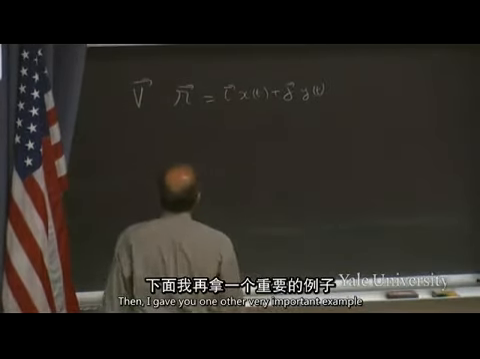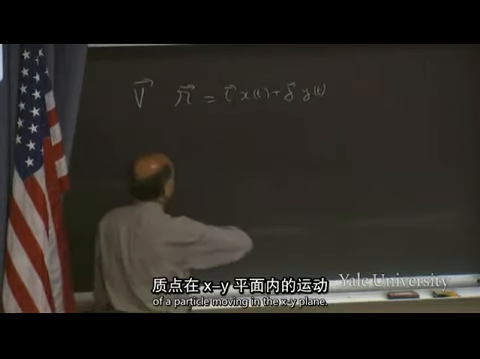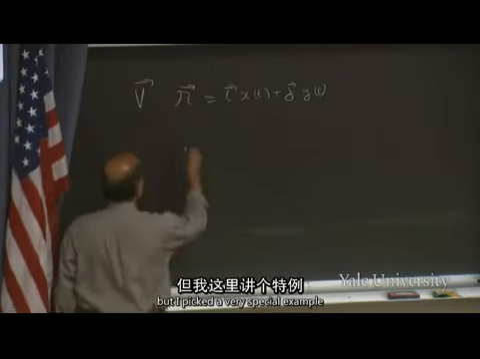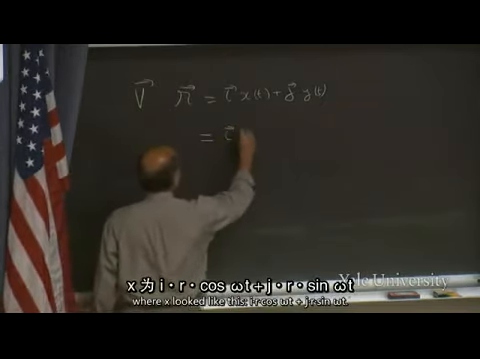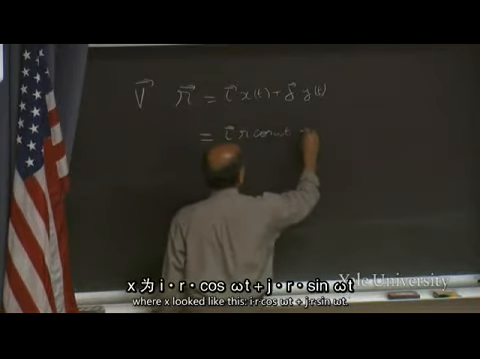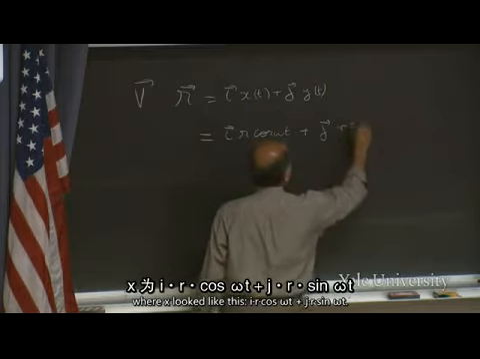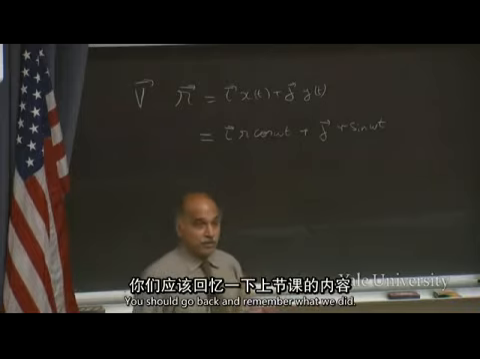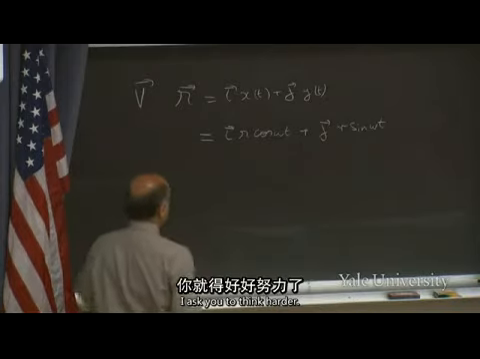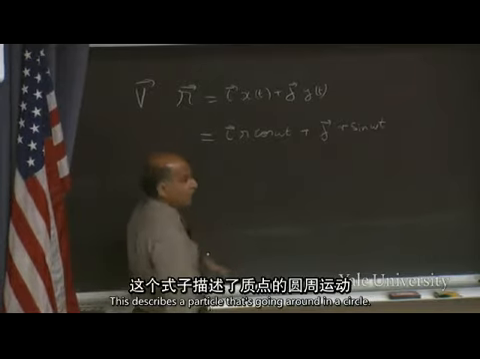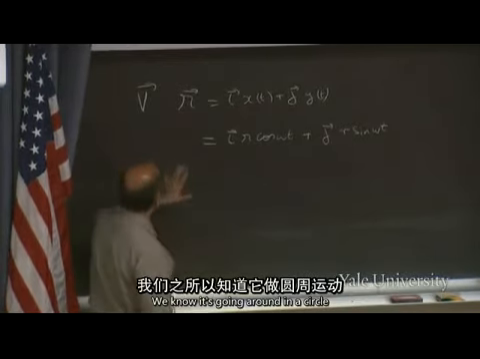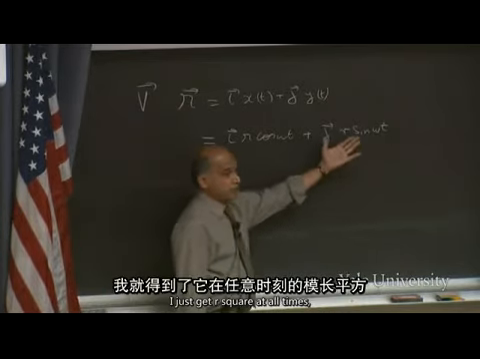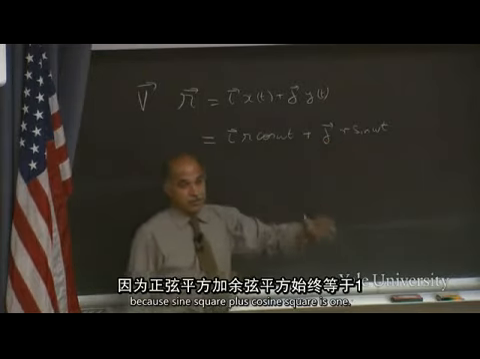Then I gave you one other very important example of a particle moving in the xy plane. x and y can be whatever you like, but I picked a very special example where it looked like this: r cosine omega t times i plus r sine omega t times j. Now you should go back and remember what we did. If it took you a while to digest it, I asked you to think harder. This describes a particle that's going around in a circle. We know it's going around in a circle because if I find the length of this vector, which is the x squared part plus the y squared part, I just get r squared at all times, because sine squared plus cosine squared is 1.